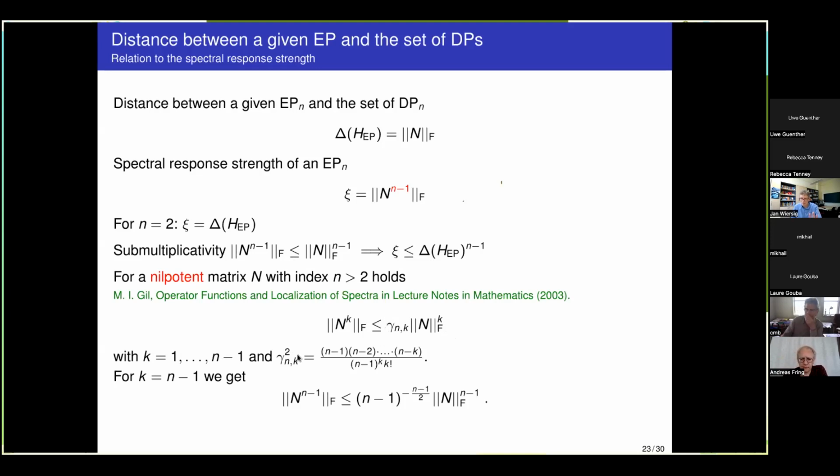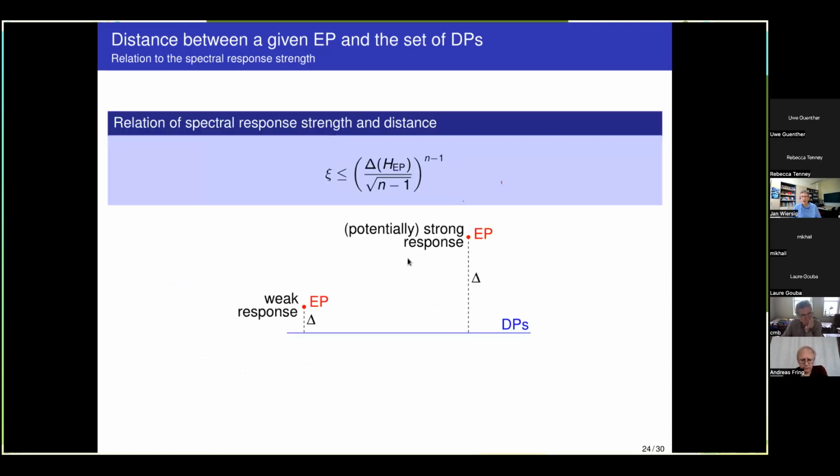Forget about all the details. If you use the proper values here, k being n minus 1, then we get finally this inequality, this prefactor. This is well below 1. So this is a better formula than that one. But in principle, we use it now the same way. We say, the left-hand side is my spectral response strength. The right-hand side, this matrix norm here, is the distance that we have introduced. This gives us this equation here.